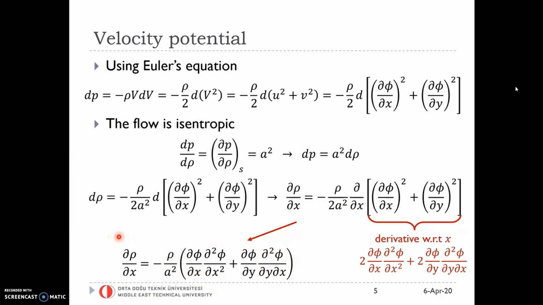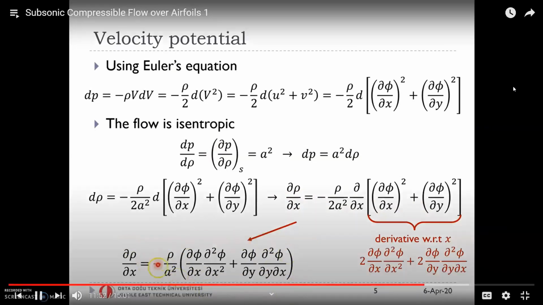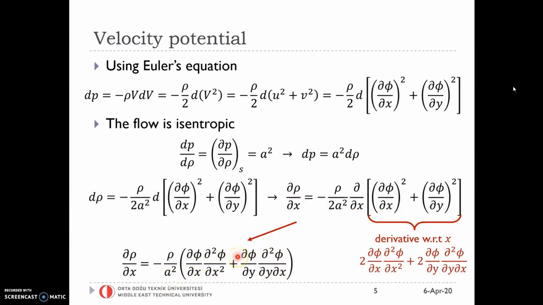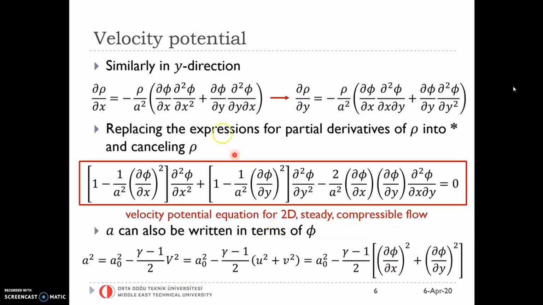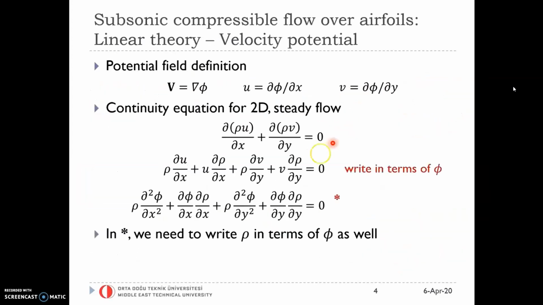Okay, so now I have a relation between d rho over dx and the velocity potential, as you can see here. I also need a relation between d rho over dy and the velocity potential again, and you can do the same thing in the y direction, and then you will end up with this equation. Now let's substitute these terms into the equation I had here. So here I had one equation, you may remember. I had here d rho over dx and d rho over dy terms.